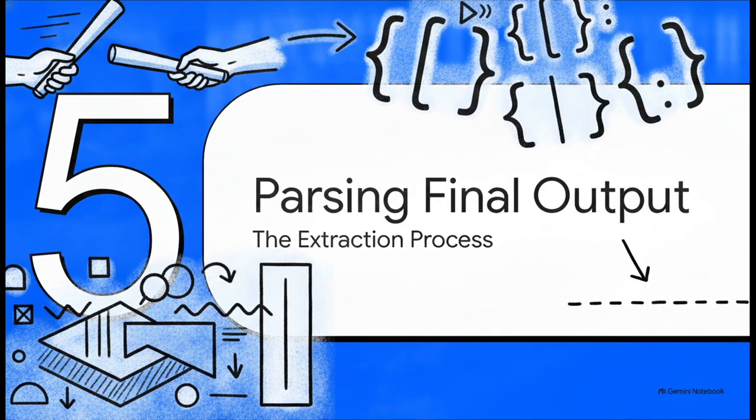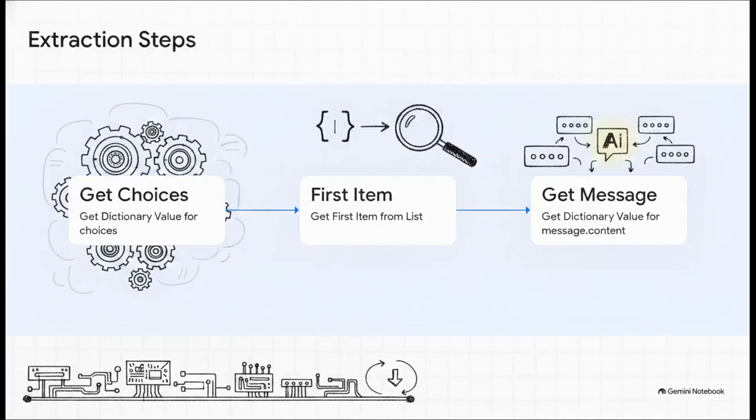And finally, Part 5. Parsing the final output, the extraction process. Now, before we can pass the baton in that relay race, there's a slight catch. When the APIs reply to you, they send back this big, complex dictionary of data. To extract just the pure text, we use an exact 1, 2, 3 action sequence inside Shortcuts right after our URL call. Step 1, use the Get Dictionary Value action for choices.